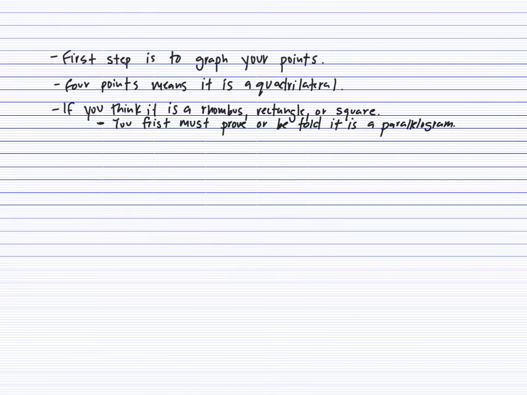Sometimes you'll just be given 4 points and they'll say, explain or prove the most precise name of this figure. Sometimes you'll be given 4 points and you'll be told, prove the parallelogram is a rhombus, rectangle, or square. So if you're told it's a parallelogram, you don't have to prove it's one. If you are not told, then you have to start with that step. So first you must prove or be told it is a parallelogram.